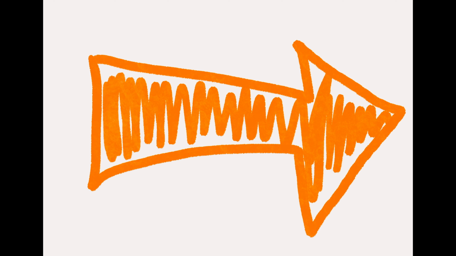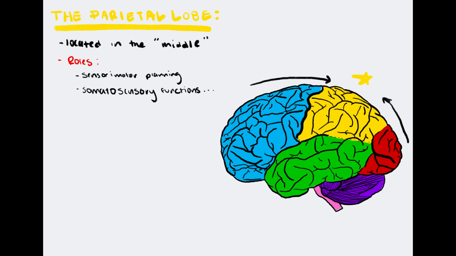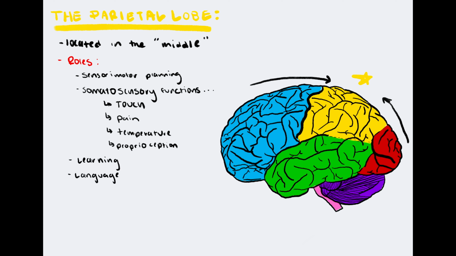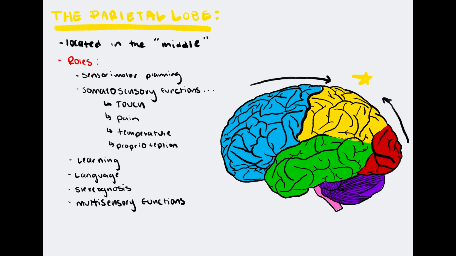Next in the cerebral cortex is the parietal lobe. The lobe is located sort of in the middle of your brain, posterior to the frontal lobe and anterior to the occipital lobe. The parietal lobe is also involved in multiple functions. This lobe has a role in sensory motor planning, somatosensory functions like touch, pain, temperature, and proprioception, learning, language, stereognosis, which is the ability to tell the difference between objects based on size, shape, and weight, and it's also involved in multisensory functions like spatial processing.